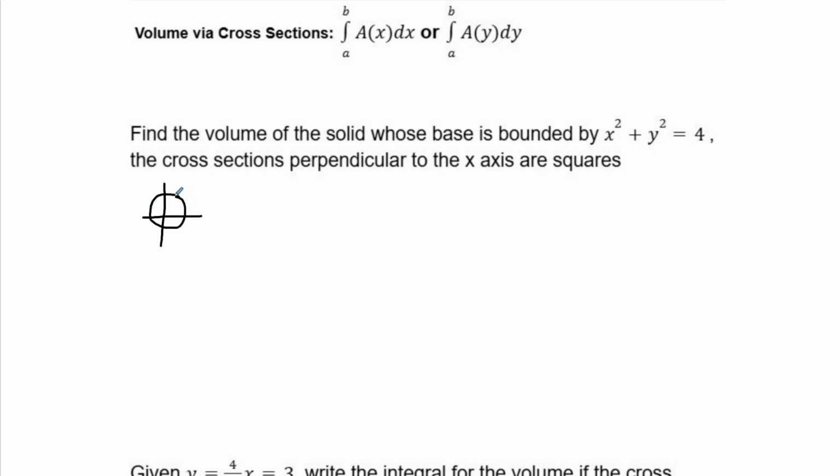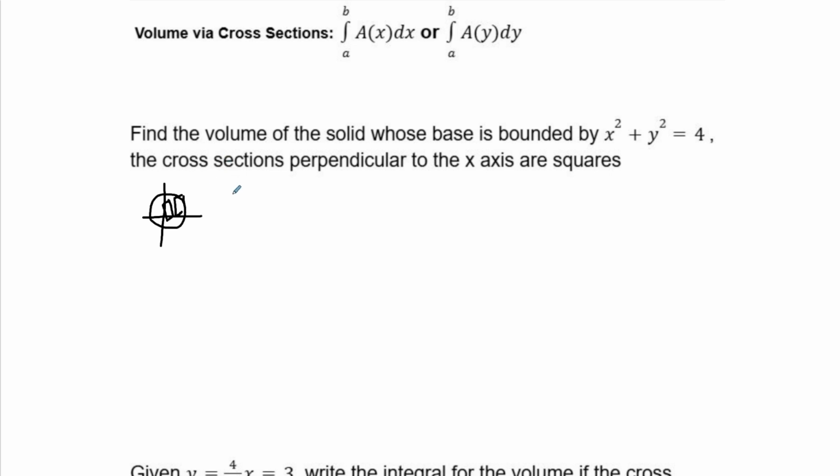And the cross sections perpendicular to the x-axis would look like this, and those are squares. So it's hard to draw this in 3D, but if we went up, they would be squares. So these would all be squares, okay?